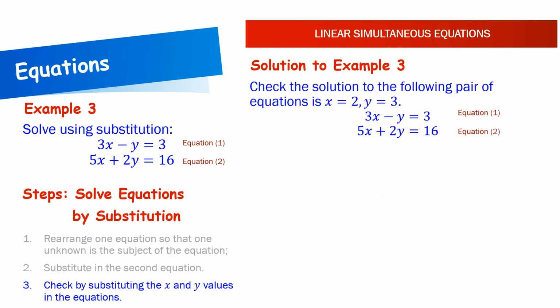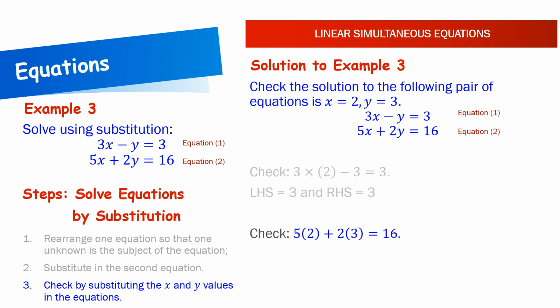Let's now check that this is correct. So on the left-hand side, we have 3 times 2 minus 3. And of course, the right-hand side, we have 3 as well. So left-hand side equals 3 and right-hand side equals 3. And therefore, the two sides are equal.